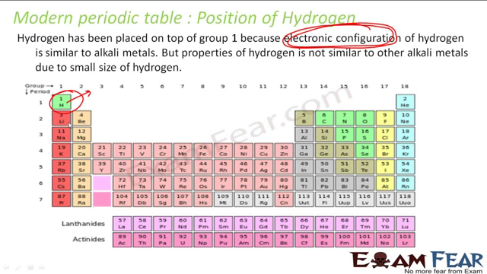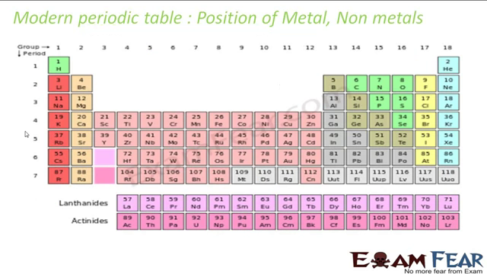Right? The hydrogen is placed with the alkali metals, but the properties of hydrogen are not similar to the alkali metals because it is very small in size. We'll see the position of metals and non-metals here.